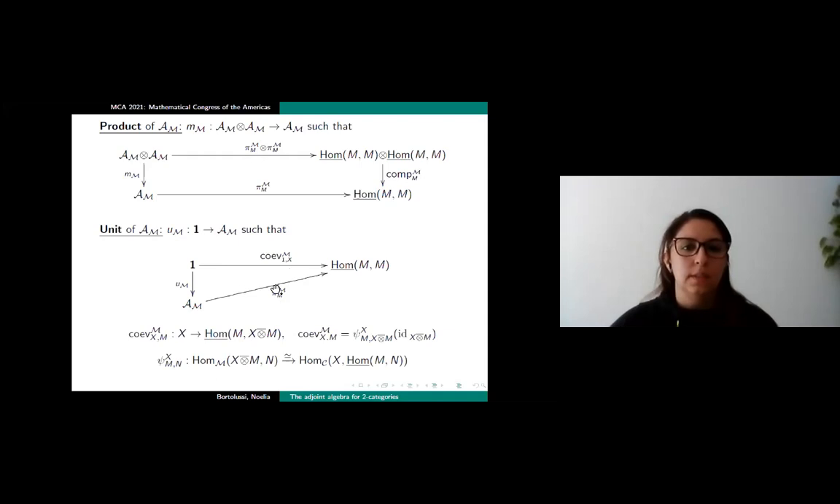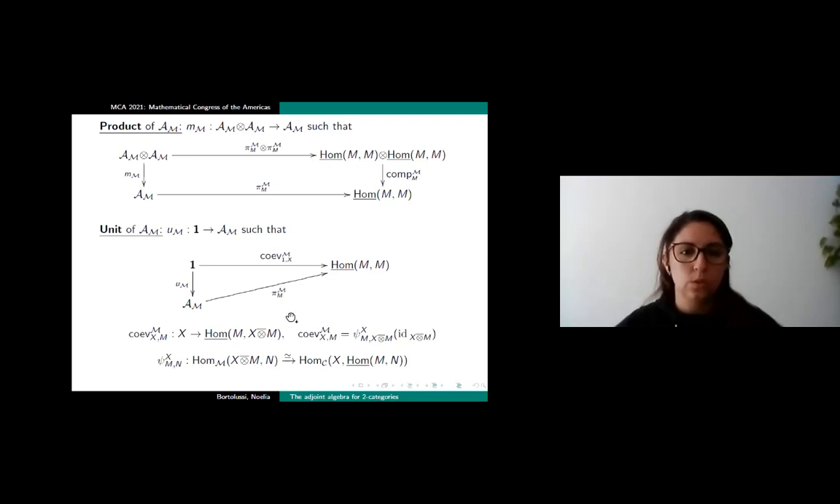Here we have the natural transformation, and here we have this coev morphism, which for any X is just the image of the identity of X acting on M under this isomorphism C, that is just the isomorphism that comes from the definition of the internal Hom. So this is the adjoint algebra for an exact indecomposable module category.